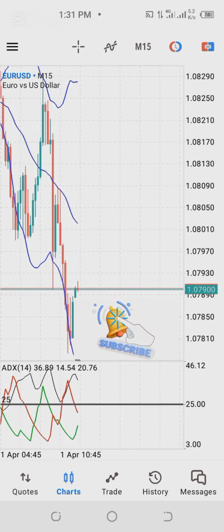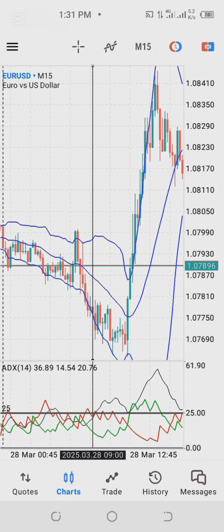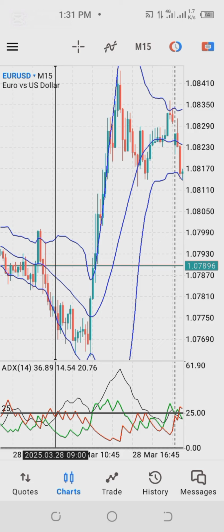Then I move to the M15. On the M15 time frame, what am I waiting for? I'm going to go over to the ADX and ensure that the ADX, the green ADX, remember I'm looking for a buy signal.